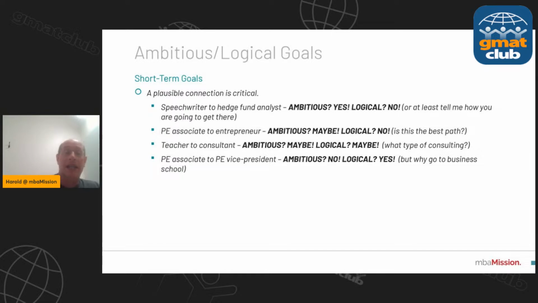What steps you need to take to get there. PE associated to an entrepreneur, is it ambitious? I guess so. I guess being an entrepreneur is ambitious. Being an entrepreneur myself, yes, it certainly is. Is it logical? No, probably not. And this is a mistake that a lot of people make.